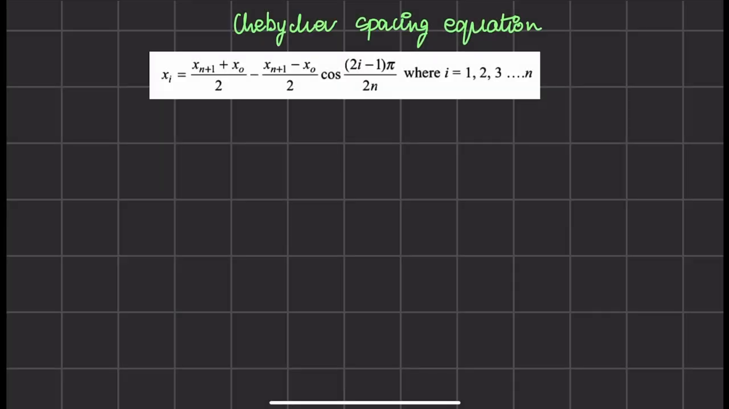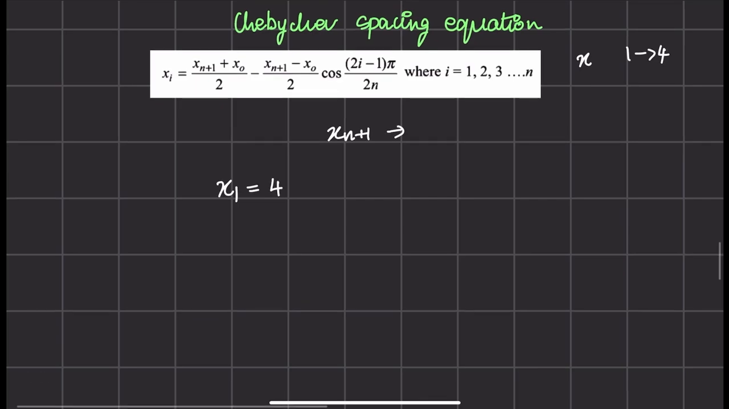To begin the problem, we will find the values of x1, x2 and x3 using the Chebychev spacing equation, where for finding the value of x1, xn plus 1 is the final value in the range. We are provided that x ranges from 1 to 4, so the value of xn plus 1 is going to be 4. The value of x0 is where it begins from.